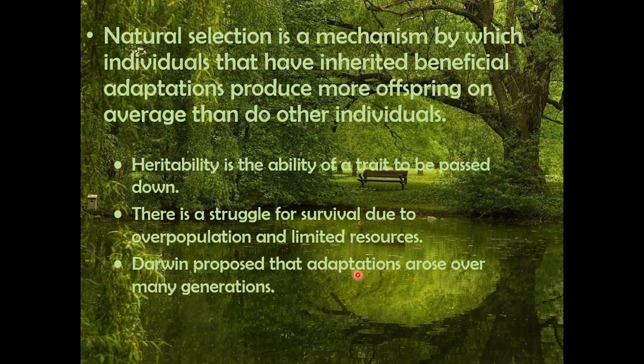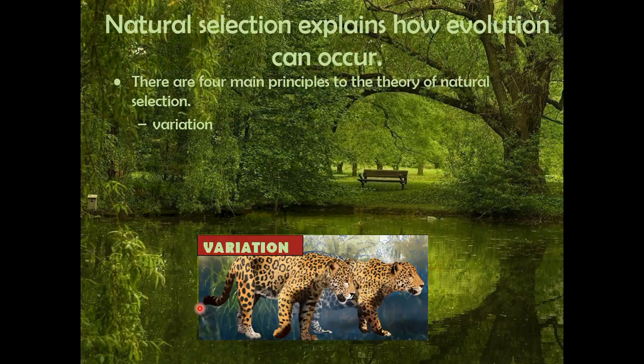Darwin proposed that adaptations arose over many generations, and those adaptations are what allow organisms to survive longer than their peers, therefore giving them the benefit and passing those adaptations down to their offspring. Natural selection has four main principles, and these four things are what show how evolution occurs through natural selection.